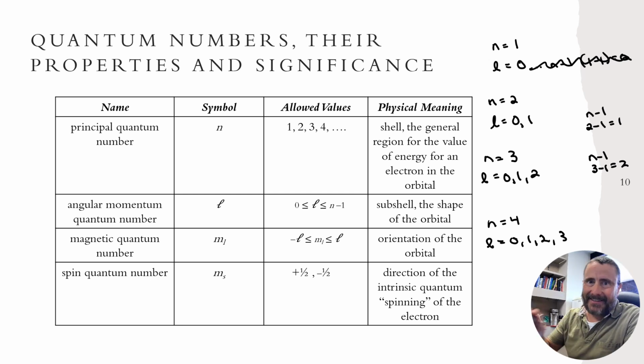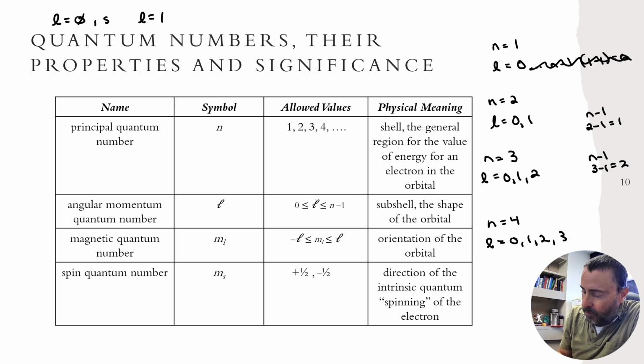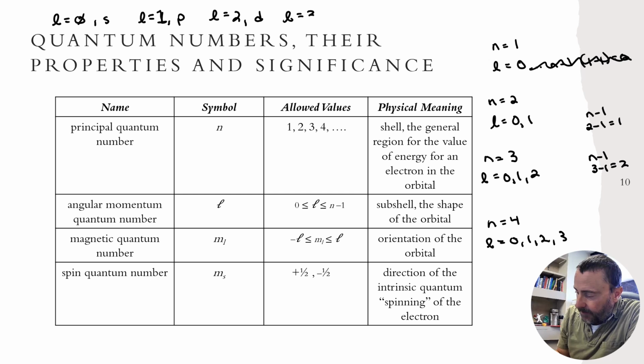Now the other thing, totally confusing, and we like to do this because, as chemistry professors, we want to mess with chemistry students. An L of 0 is also sometimes called an S. An L of 1 is called a P. An L of 2 is called a D. And an L of 3 is called an F.